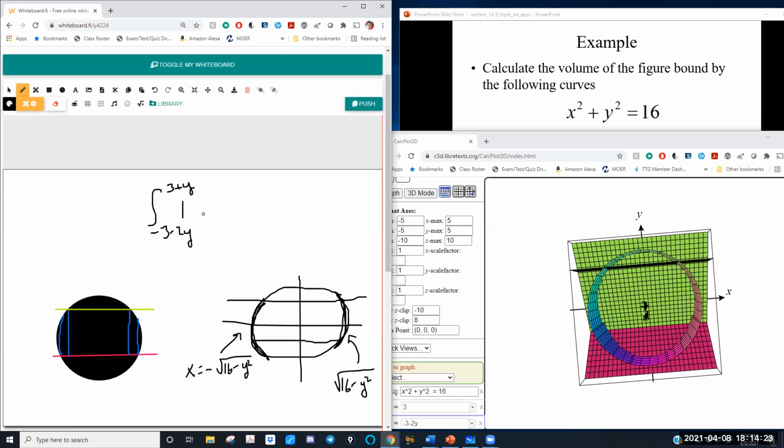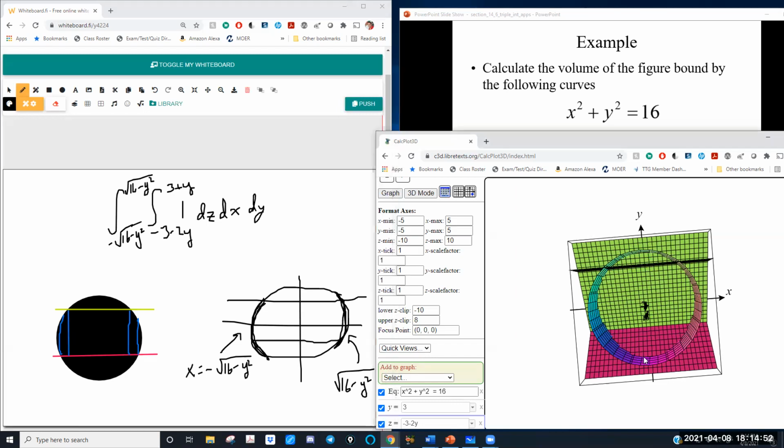So we're doing 1. We already know we're doing dz. We're doing dx. So negative square root of 16 minus y squared to square root of 16 minus y squared. Now we are almost done. That's the nice part. We need our limits for y. And as we can see, y is straight lines on top and bottom. We just need what the values of those are.